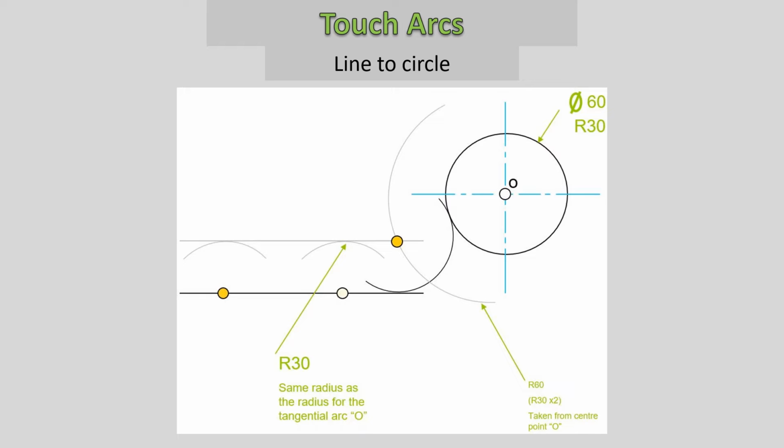And we then want to draw a touch arc that's going to flow out of the given line into the outer edge of the provided circle. So this is the line to a circle touch arc.